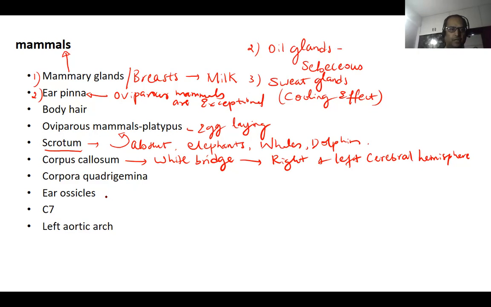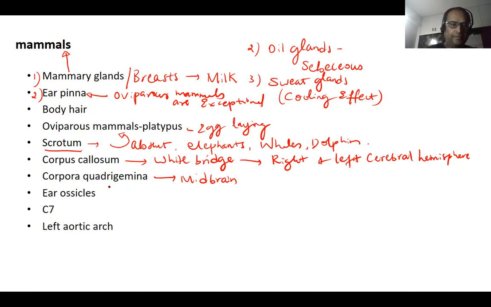Next is corpora quadrigemina. What is corpora quadrigemina? That means the midbrain. So the midbrain is also present. That should also be understood here. Whatever we are talking about, the corpus callosum and corpora quadrigemina, these are exceptional cases related to the oviparous mammals.